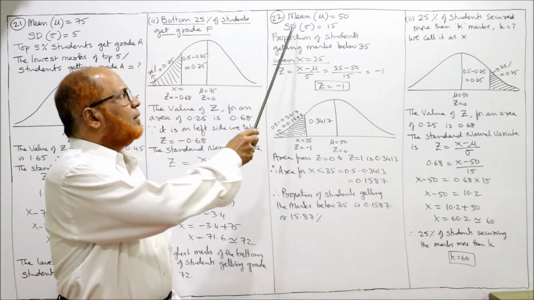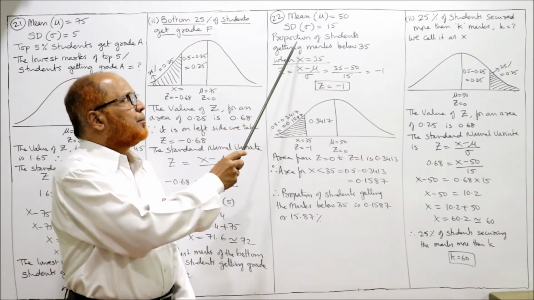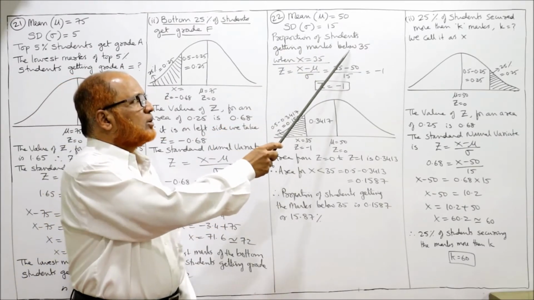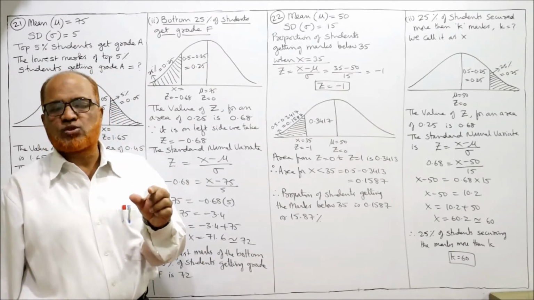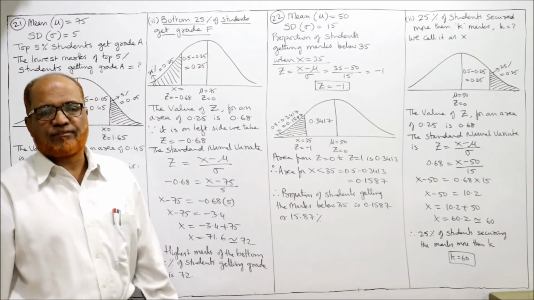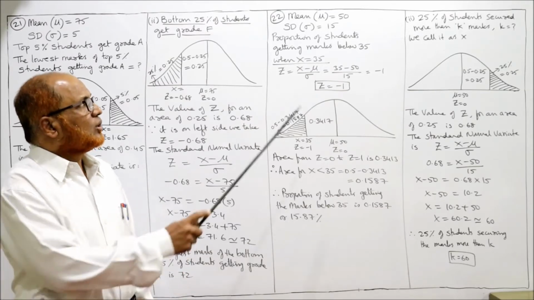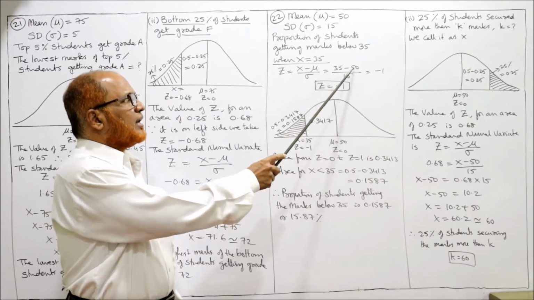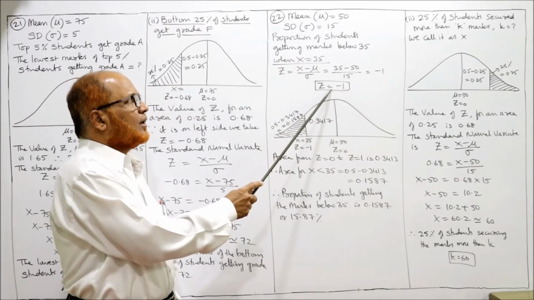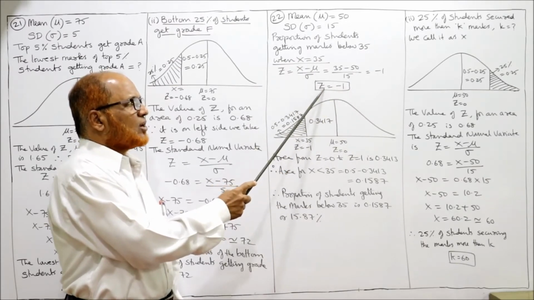First of all, mean mu is equal to 50, sigma is equal to 15. Proportion of students getting marks below 35 is the first question. What is the proportion or percentage of students getting marks less than 35? When x is equal to 35, z is equal to x minus mu by sigma, 35 minus 50 divided by 15, which is minus 1. So when x is equal to 35, z is equal to minus 1.